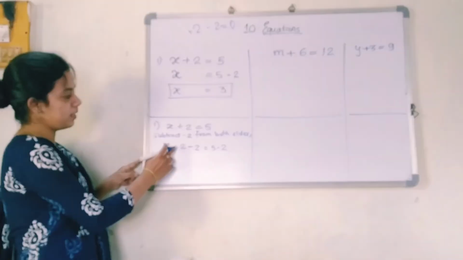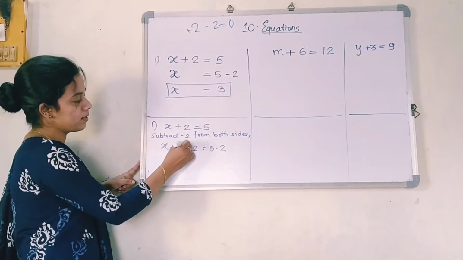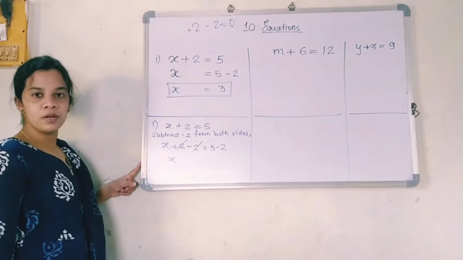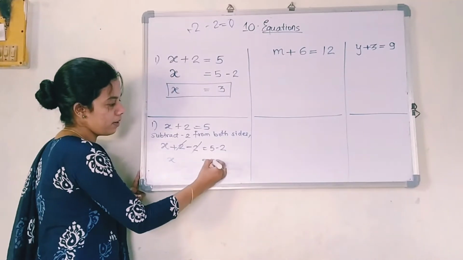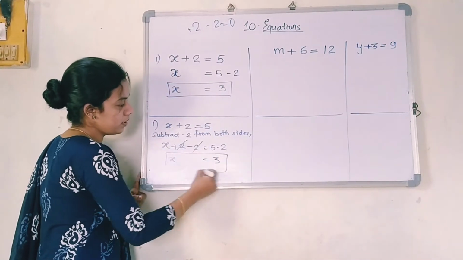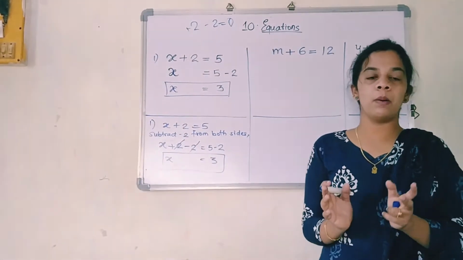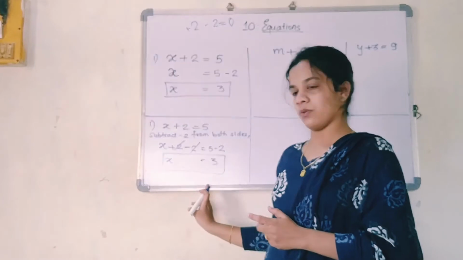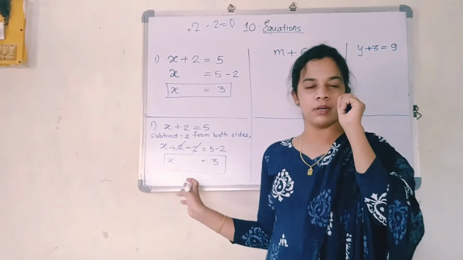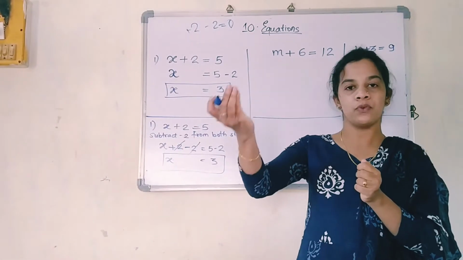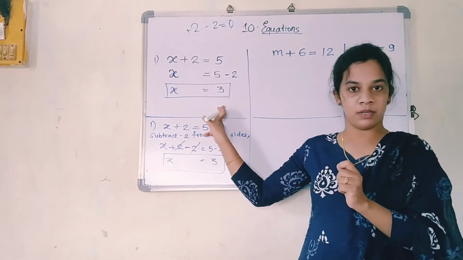Okay. Now you can clearly see plus 2 minus 2, what will be the answer? They will go, so only x will remain. And here 5 minus 2 is what? 3. So here and there we got the answer same. So for understanding purpose, for technical purpose, this is okay. Your textbook method. But the actual method, if you want to apply this for your higher classes, go through this method.